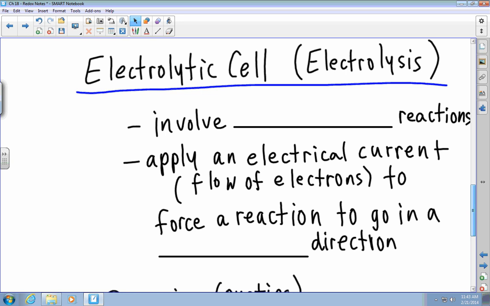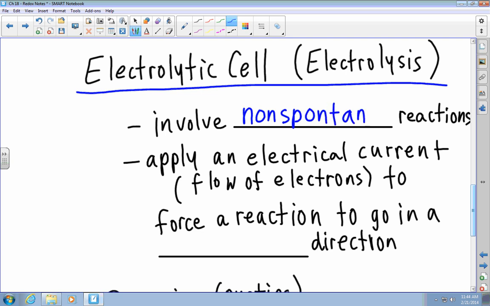But the reactions we talked about, which are not spontaneous, are where you need to apply electricity to make them go. And they're called electrolytic reactions. So an electrolytic cell is one that involves non-spontaneous reactions. And you make the reaction go by applying electricity. And this process is called electrolysis.